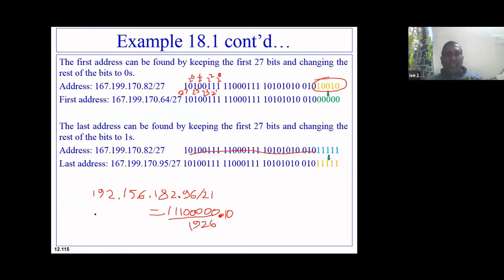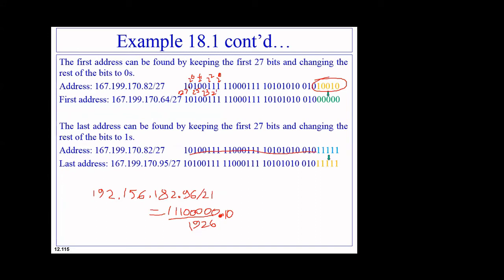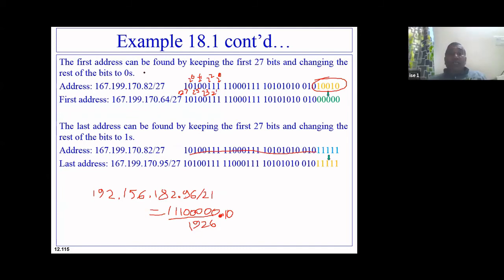How much is 192? This is nothing but 2 to the power 7, which means 128. And 2 to the power 6 is how much? It is 64. 2 to the power 6 is 64. I cannot take this. So 1 0, this should have been 101. You got the idea? 101.